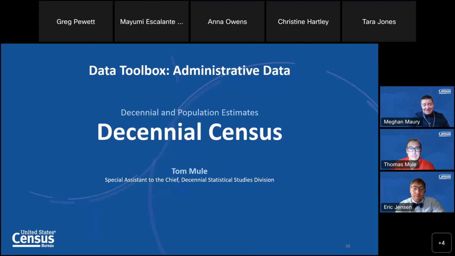Tom's the special assistant to the chief of the Decennial Statistical Studies Division in the Census Bureau. He led the administrative records modeling team for the 2020 census that researched and implemented the usage of administrative records and third-party data to reduce the number of in-person visits we had to make when we had really high-quality administrative records. So he's deeply knowledgeable about all of this work.